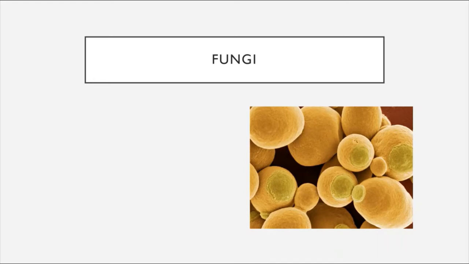Fungi are a diverse group of organisms, but they do share some unifying characteristics, including the fact that they are chemoheterotrophs. You may remember that this means that they obtain their energy from chemicals and they obtain their carbon from organic sources. Usually fungi are involved in the decomposition of plant matter. In this sense, they play an important role in ecosystems.